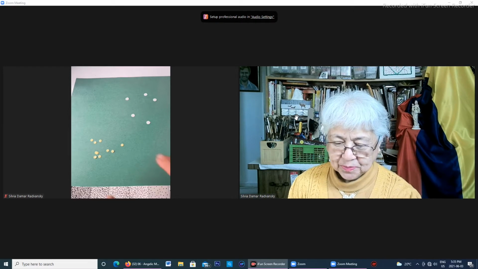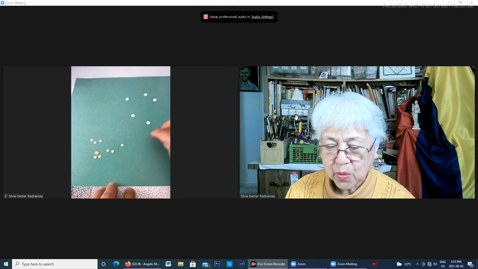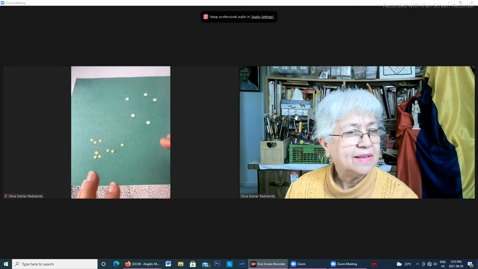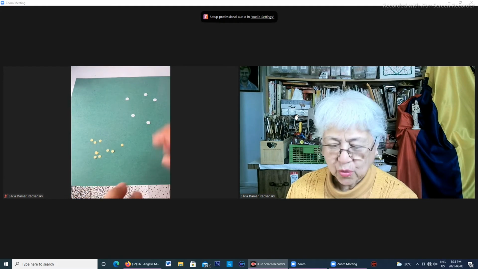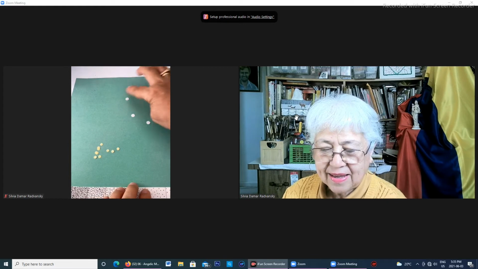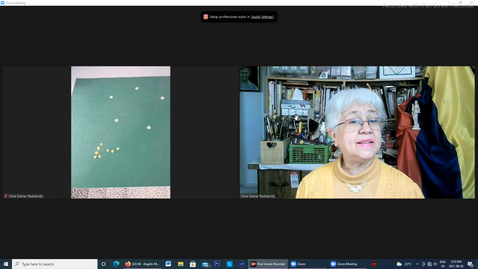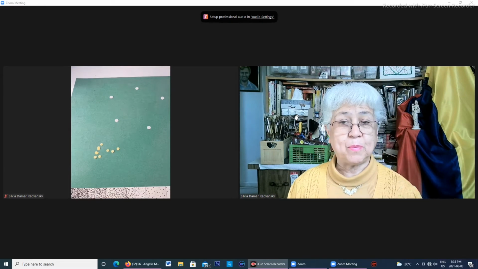Well, remember that we can see the points can be together like this, and also we can separate. This is a very interesting property of the points.